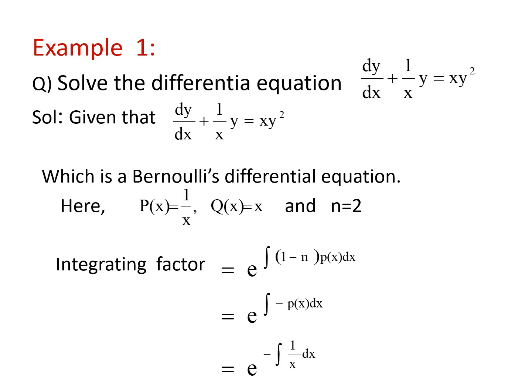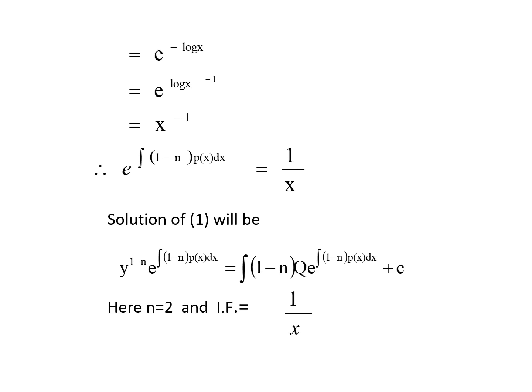Next line, we want to find the integrating factor for the given equation. The formula is e to the power integral 1 minus n into p of x into dx. Move on to the next line, is equal to e to the power integral. If you substitute the n value here, 1 minus 2 becomes minus 1. Minus 1 into p of x becomes minus p of x into dx. Move on to the next line, is equal to e to the power, take the minus outside the integral, so minus integral, substitute the value of p of x here, p of x value is 1 by x, so e to the power minus integral 1 by x into dx.